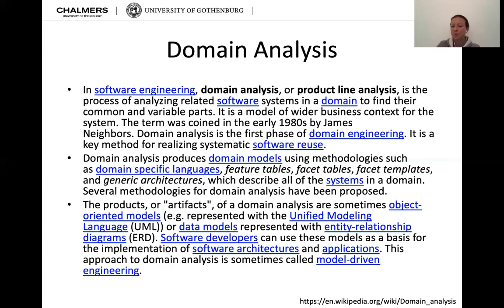So domain analysis procedure produces domain models by using methodologies such as domain-specific languages. Sometimes also feature tables, facet templates, and generic architectures. And they describe all of the systems in a domain, and several methodologies for domain analysis have been proposed. So remember that term domain-specific languages. Domain-specific languages are the terms that are used to model concepts that reside in a specific application domain.